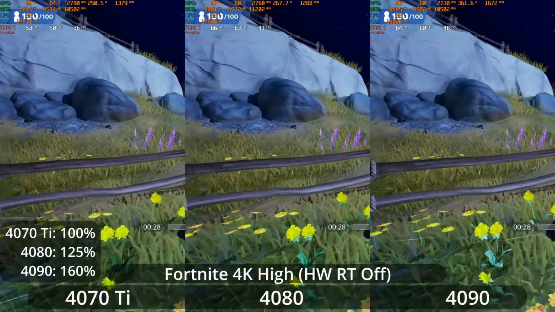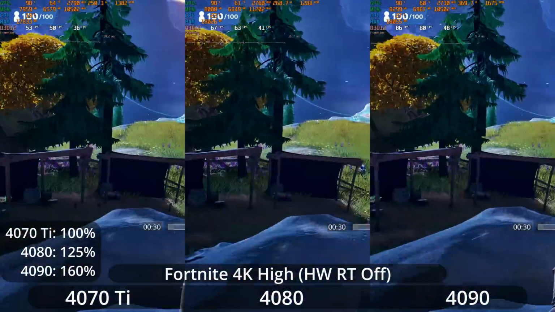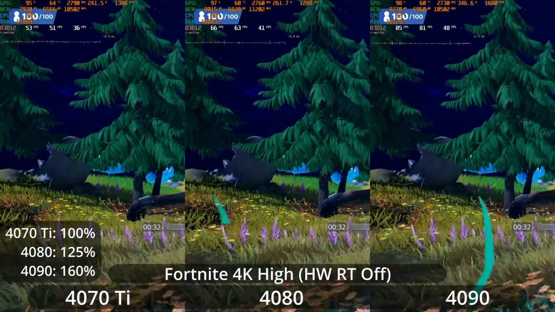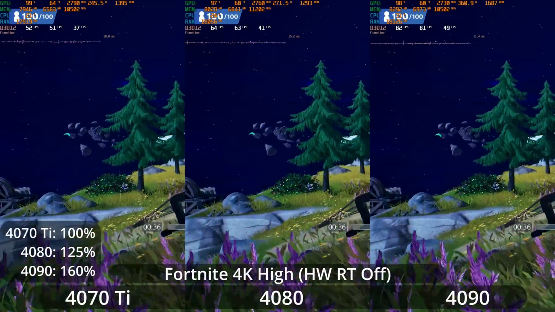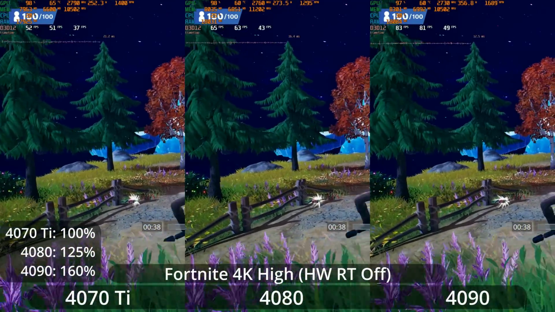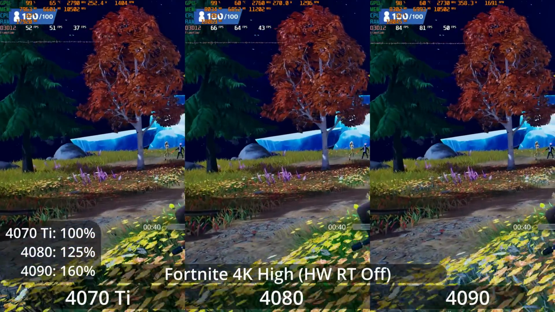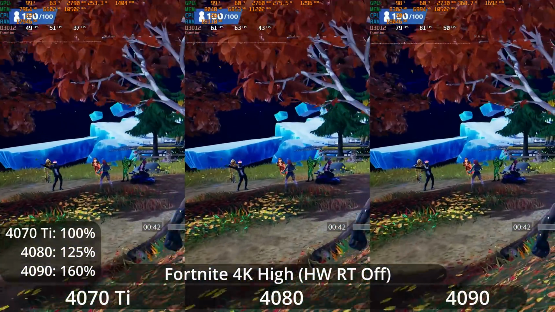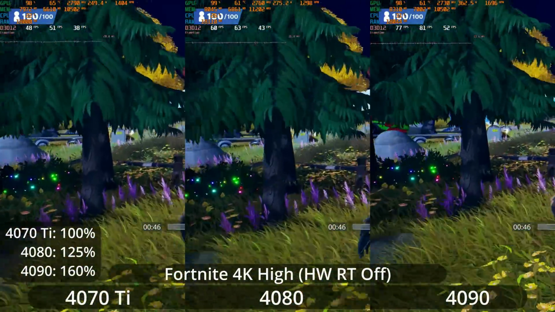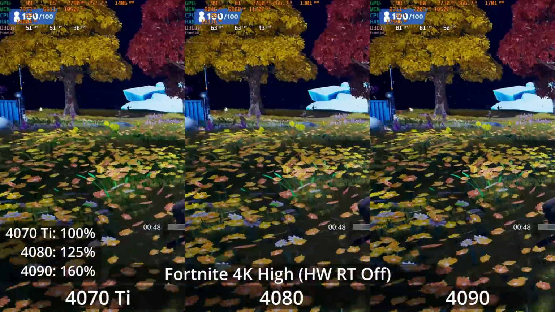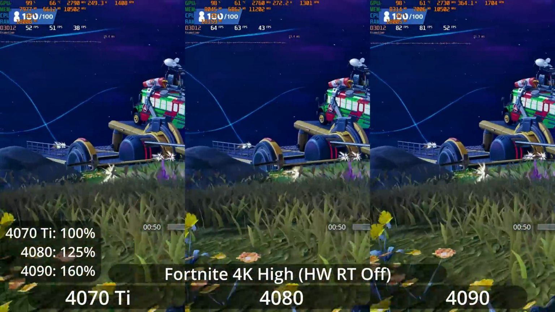Now, I tried, what if we wanted to use native 4K without upscaling? Well, in that case, we have to reduce the settings. So I tried going down to the high preset and turning off the hardware accelerated ray tracing. To be clear, the Lumen lighting system is kind of a software ray traced lighting system, is my understanding, but it can be hardware accelerated to improve the accuracy a little bit, but that does take a performance hit.